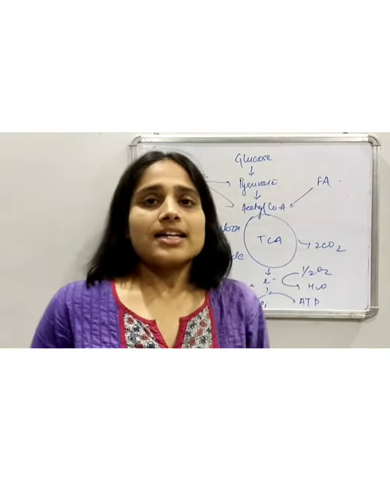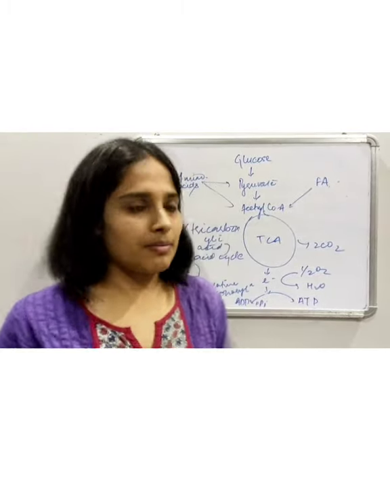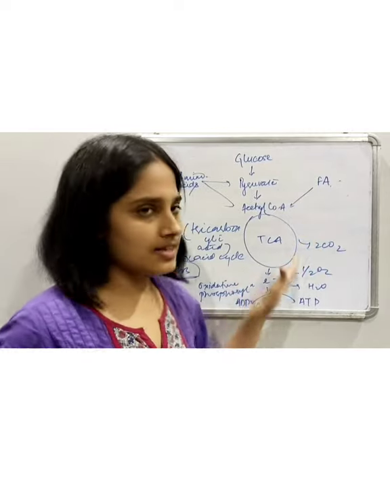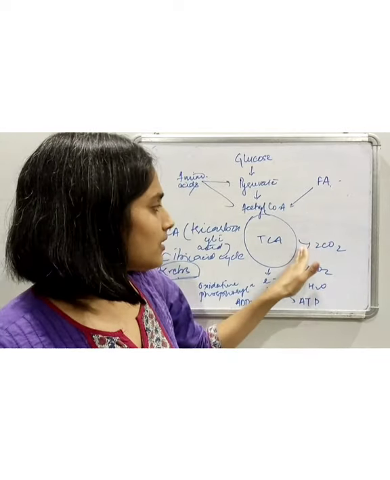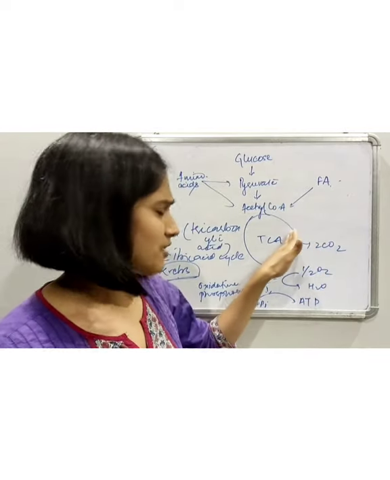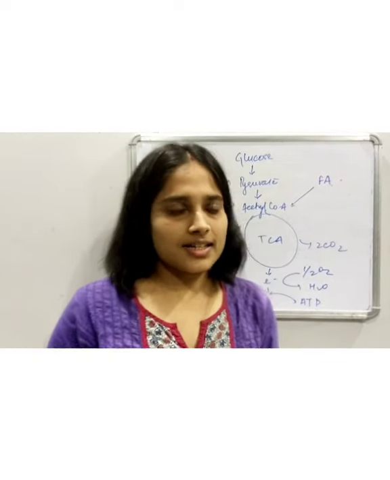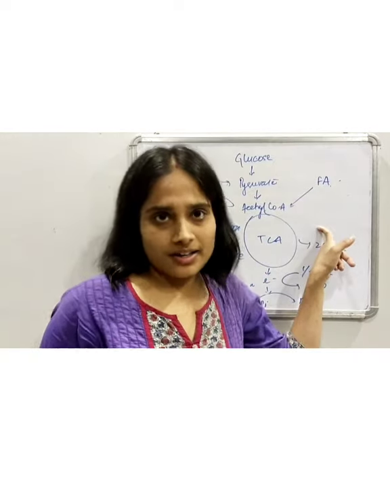Then again, this cycle is amphibolic. And what does amphibolic mean? It is both catabolic as well as anabolic, because some of the intermediates generated in the cycle, which we'll discuss later on, are used in some other metabolic pathways in the cell. Also, this cycle requires aerobic conditions.